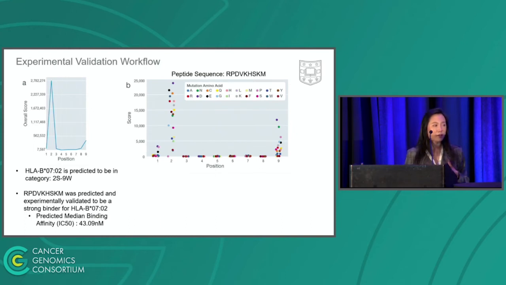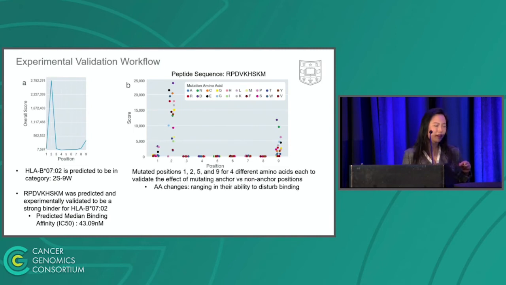On the right here, I'm showing the peptide sequence, again, on the x-axis, and then on y-axis, that's the score that's really showing how each mutation at each position is disturbing the original binding of this peptide to the HLA allele. So each single dot represents a mutated peptide. As you can see, again, position 2 is really that strong anchor that I was talking about, and then we see a weaker signal at 9 and an even weaker signal at 1.